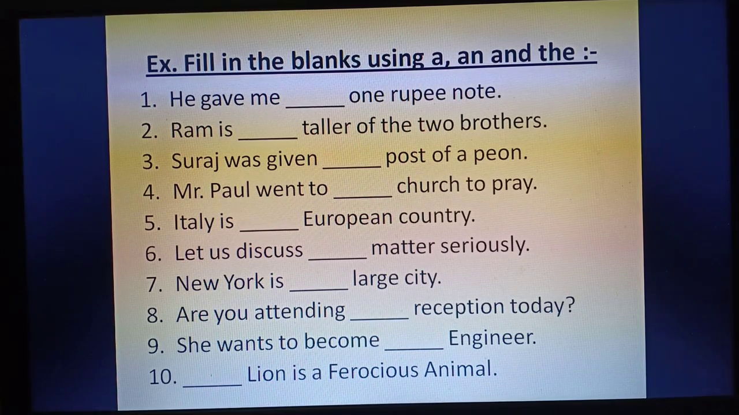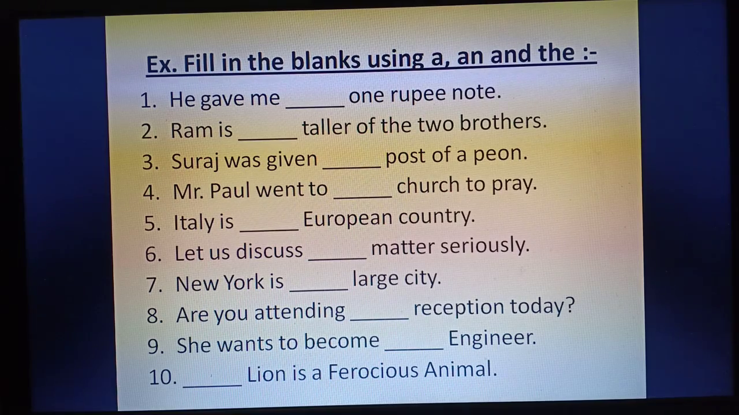Number 1. He gave me dash 1 rupee note. Can you guess the answer? We have already discussed this. The answer is a, because the word 1 begins with a consonant sound, even though O is a vowel. That's why we are writing a 1 rupee note.